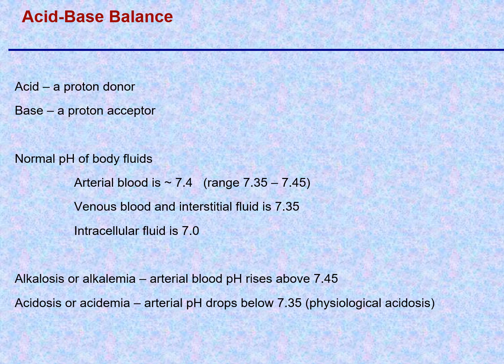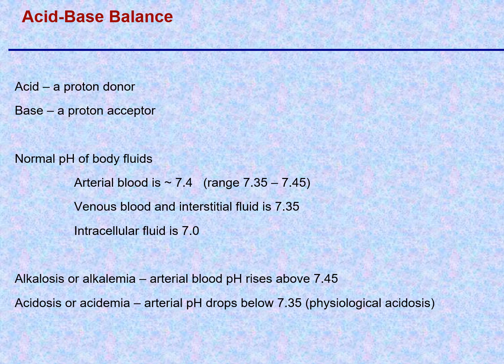If you look at the normal pH of body fluids, then in the arterial blood, the plasma is at 7.4 plus or minus 0.05. On the venous side and in interstitial fluid, it's slightly lower, around 7.35. And inside cells, in the intracellular fluid, pH is typically about 7.